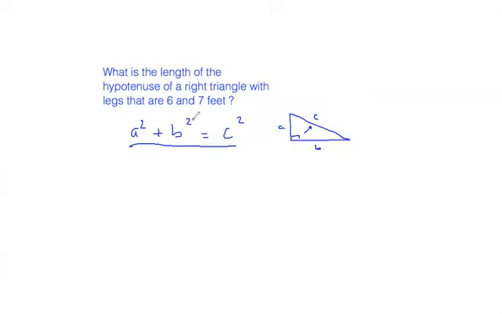So with 6 and 7 feet, we're going to have 6 squared plus 7 squared equals c squared. So we'll have 36 plus 49 equals c squared. So c squared equals 85. Therefore, c equals the square root of 85. And you're done.